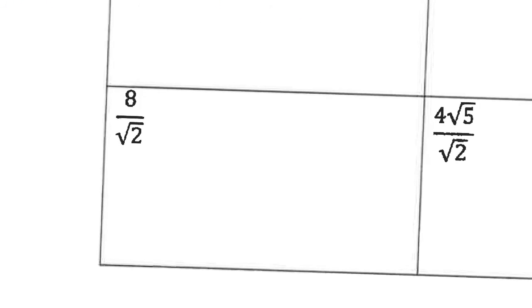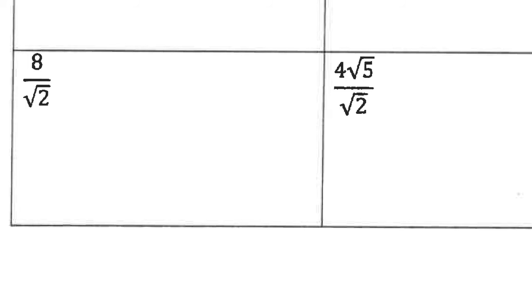Okay, let's check out this one. So 8 over radical 2. So multiply by radical 2 on the bottom, multiply by radical 2 on the top. So we have 8 radical 2 on the top. On the bottom, I'm going to have regular 2, right? Because this would be radical 4. Radical 4 would give me 2. So skip the radical 4 and just jump right to that.